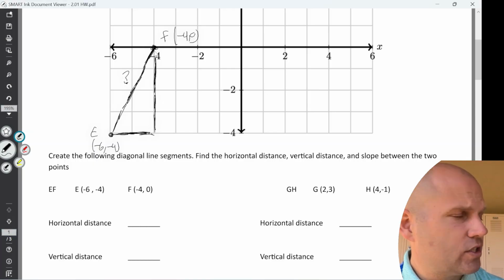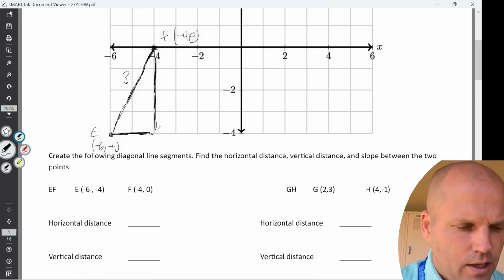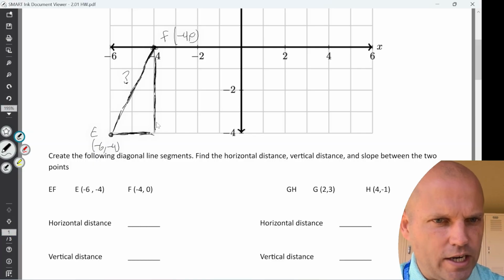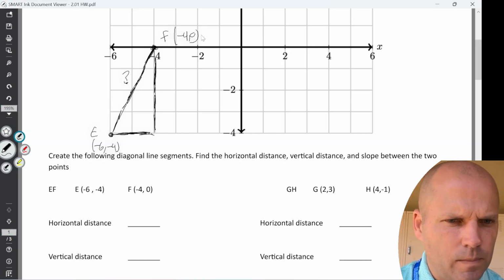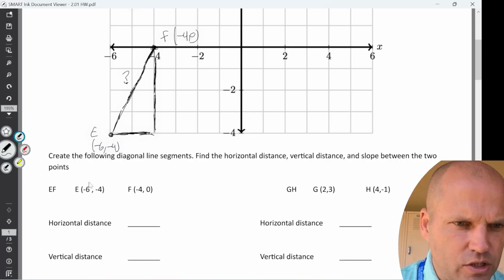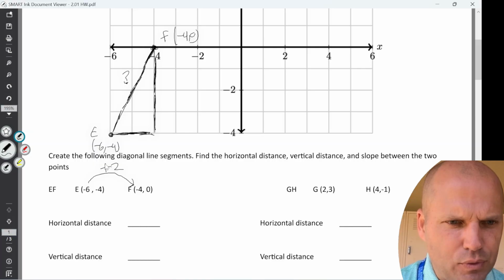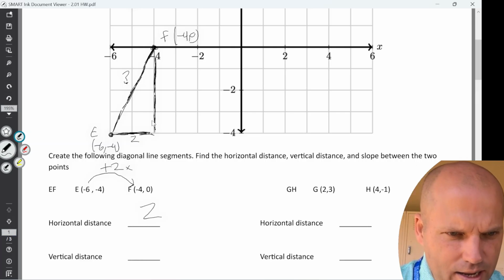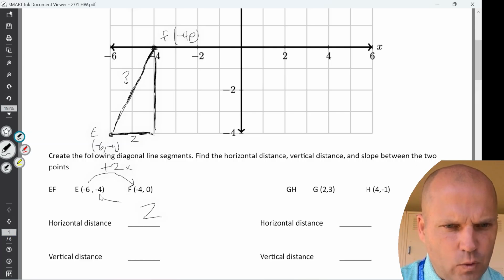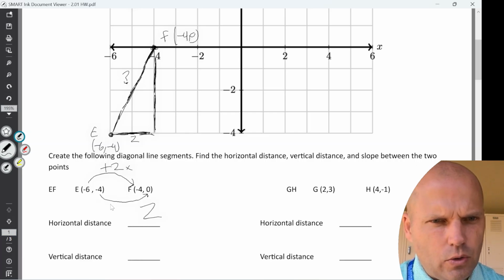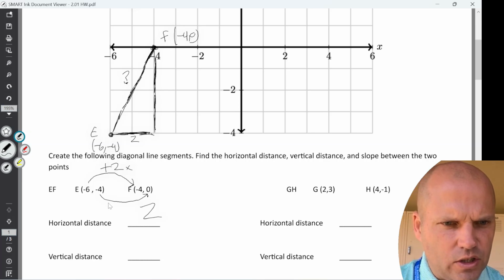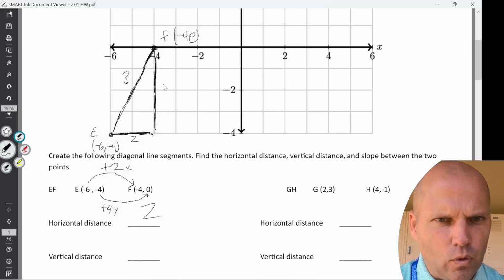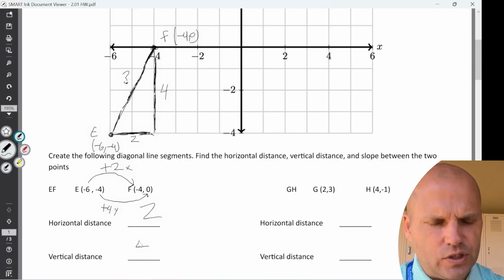Now, there are 2 ways this can be done, either using the grid and seeing that we are going to the right 2 from negative 6 to negative 4, or using the numbers and the points and knowing that our x starts at negative 6, it goes to negative 4, that's a plus 2 on the x distance. So I would label the horizontal distance as 2. Meanwhile, the y distance goes from negative 4 to 0. So negative 4 to 0, either using the grid or using the numbers, we can see that we are adding 4 to the y's. The vertical distance, therefore, is 4.